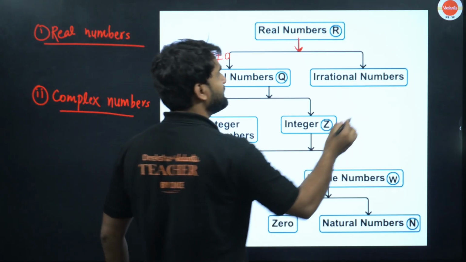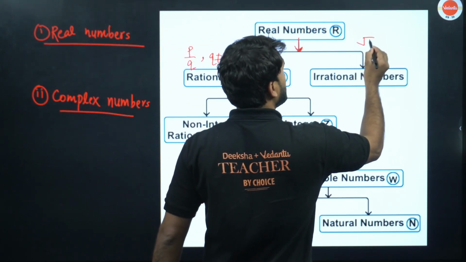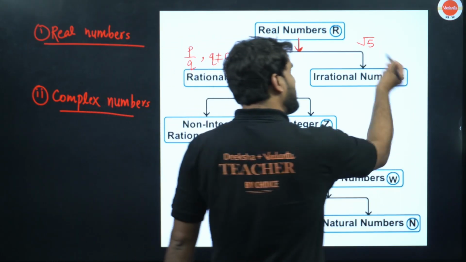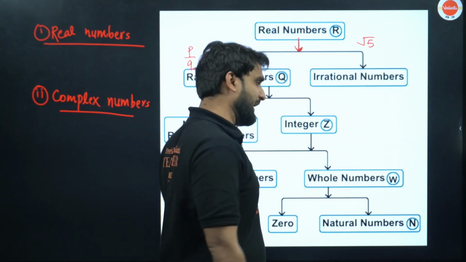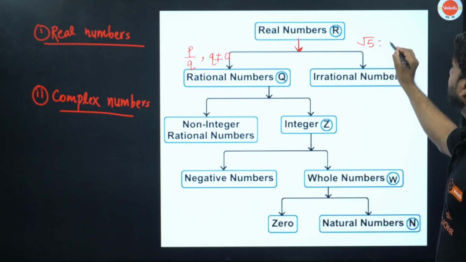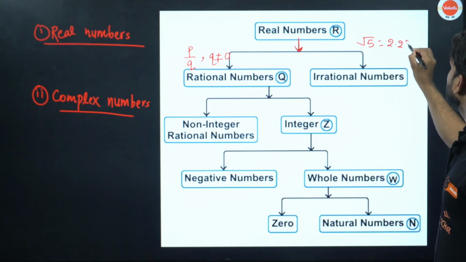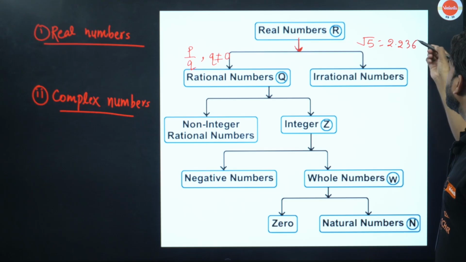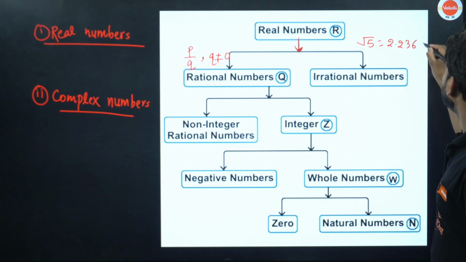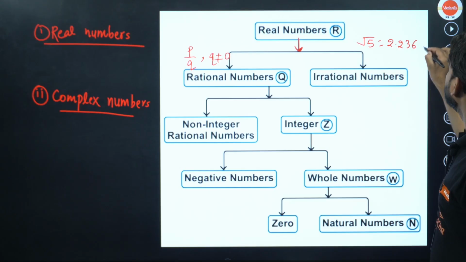For example, root 5. Root 5 can't be written in the form of p by q. Why? Listen, champion. When you calculate the value of root 5, it comes as 2.23 and something. You can check the third place of decimal, 60 something is there.